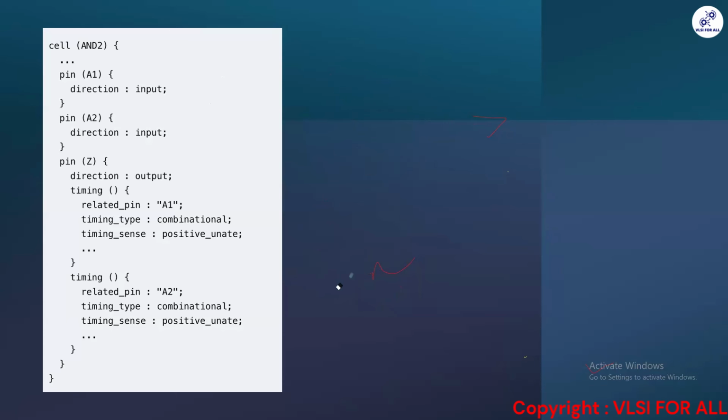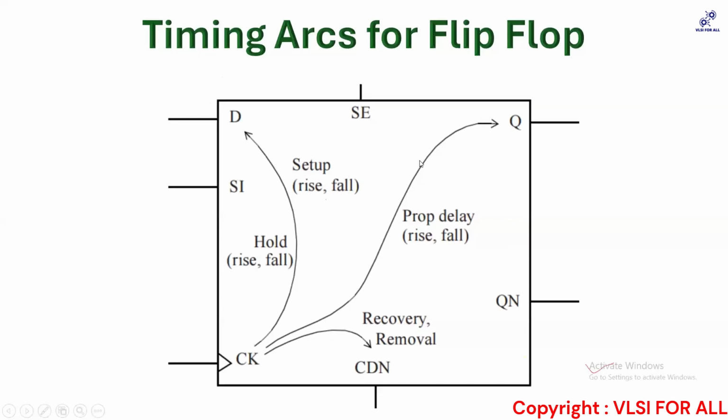Okay, so from this you understood that the combinational cells will have these kinds of details. Now let me move down to the timing arcs related to your flops. Whatever you have understood related to unateness was the timing arcs relationship for your combinational cells. Now what you're studying is related to your flops.